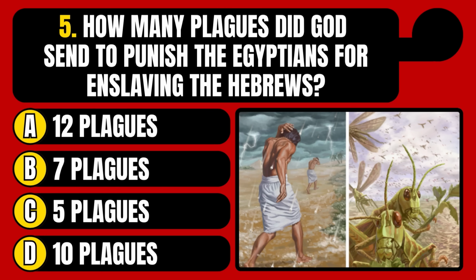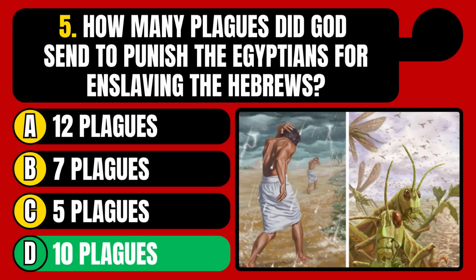How many plagues did God send to punish the Egyptians for enslaving the Hebrews? 12 plagues, 7 plagues, 5 plagues, or 10 plagues? The correct answer is option D, 10 plagues.